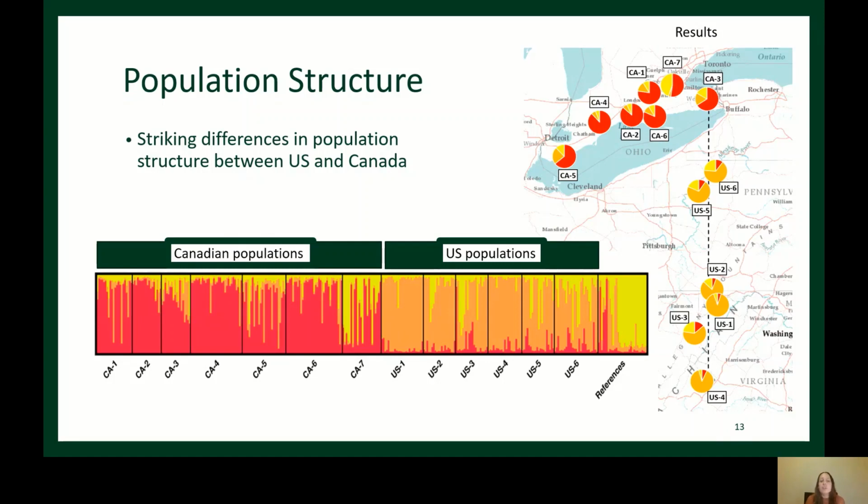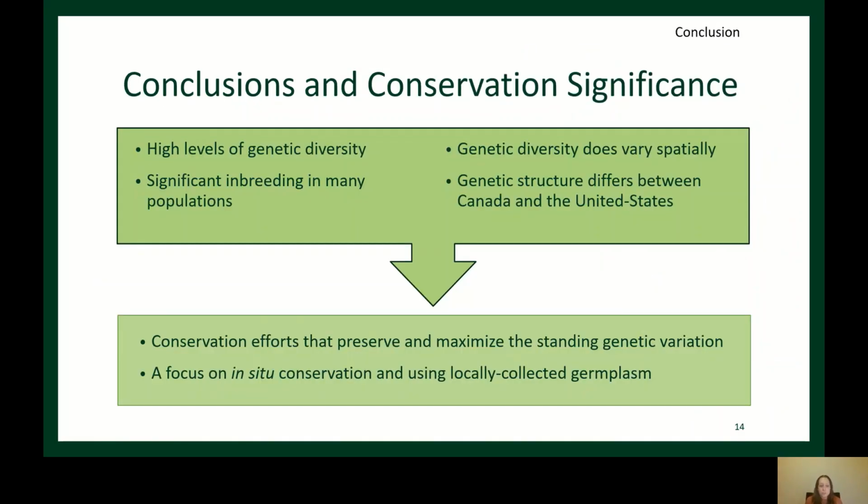So right away you can see this striking difference in population structure between US and Canada, which could indicate some sort of local adaptation or another evolutionary possibility for this organization of population structure. So this brings me to my conclusions and conservation significance of this project. We found evidence of high levels of genetic diversity, although significant inbreeding was present in many populations. We found that genetic diversity does vary spatially, and that genetic structure differs very much between Canada and the US.